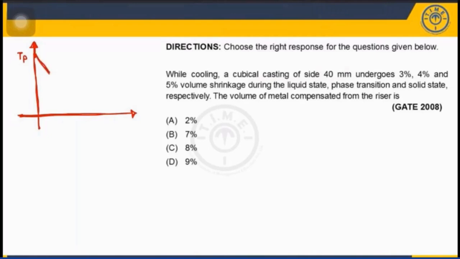Now, then there will be a temperature drop from the pouring temperature to the melting temperature. Usually the pouring temperature will be higher than the melting temperature. For example, let us suppose for iron the melting temperature is, I'm just taking an example, 1500. So you take the pouring temperature as 1700 or 1800 so that the liquid molten metal can easily flow into the mold cavity.